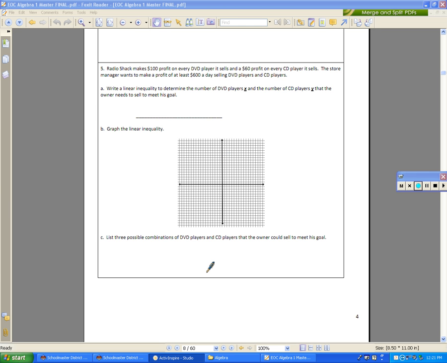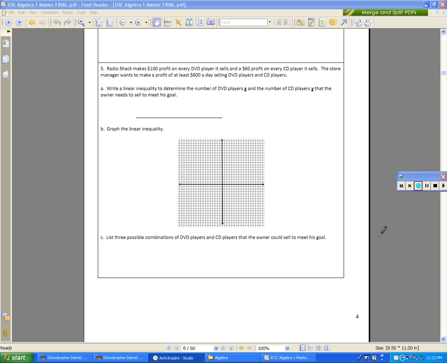Do I connect it with a solid line or a dotted line? Solid. Why solid? Because it's equal to. Right, because it's greater than or equal to. Okay, so I'm going to connect that with a solid line. Okay, and then I need to shade that. So it's an inequality. Do I shade above or below? Above, because it's greater than. So any of the answers in there would work.